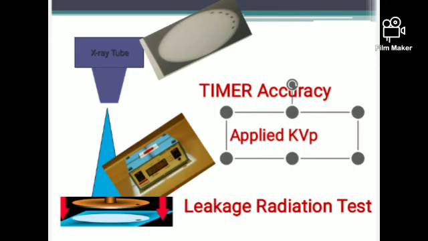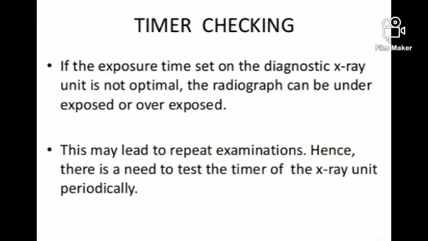Hello everyone, welcome back to Sleepy Radiology classes, and today we are on day 6 of the QA series. Today we are going to discuss three very easy tests in the diagnostic radiological field. They are the timer accuracy test, applied KVP, sometimes called accuracy of tube potential or tube voltage, and the leakage radiation test. So let's move on to the first test of the day, that is timer accuracy or the timer checking test.